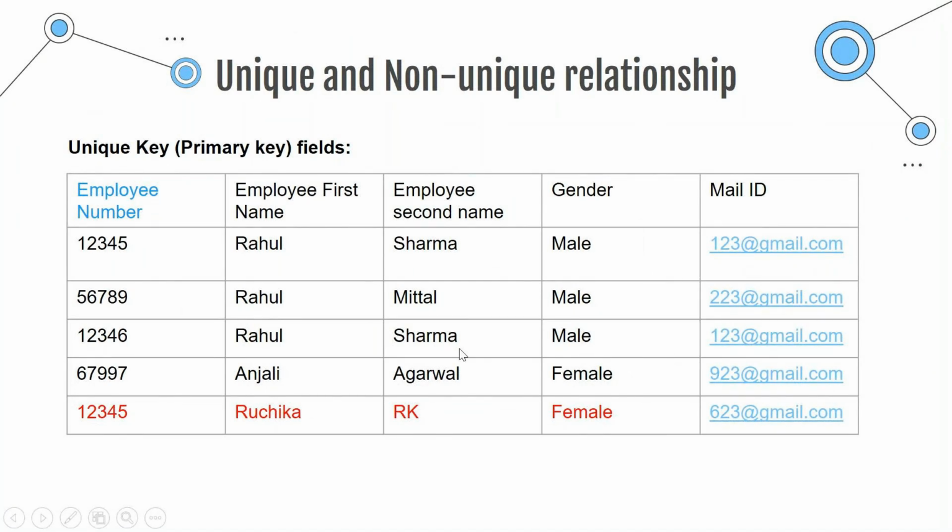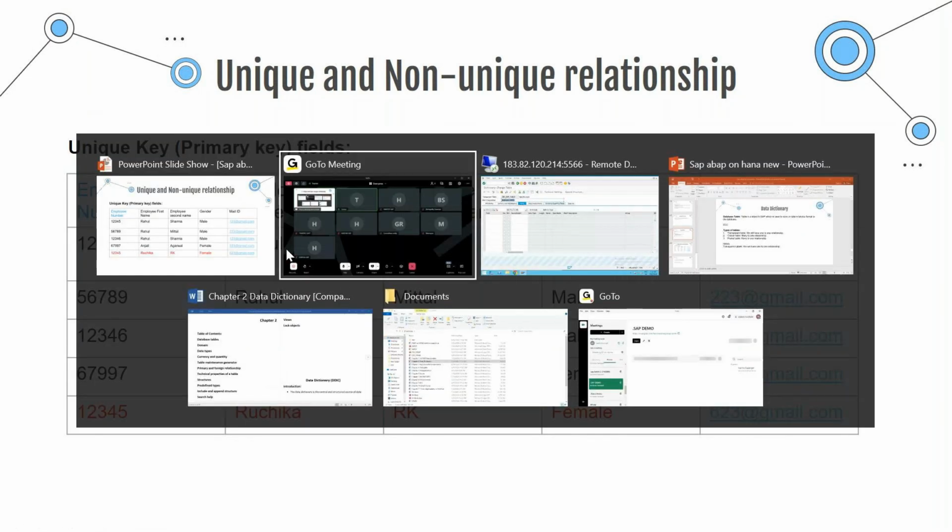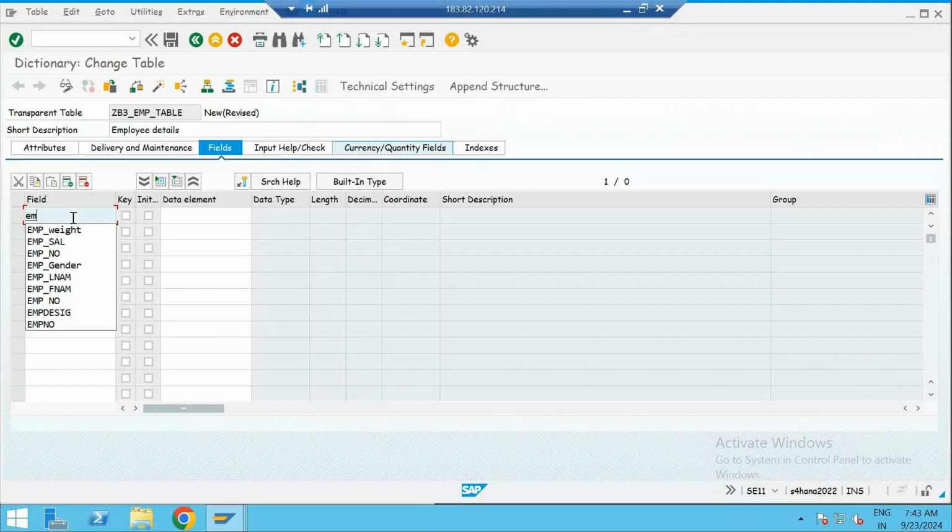In SAP, first I have employee number, employee first name, second name, gender, mail ID. So I'll give the same fields there also. Here I'll put EMP underscore NO for employee number. I want this to be a key field, correct? Employee number should be a key field. So I'll check this. What this check means is it says initial checkbox.